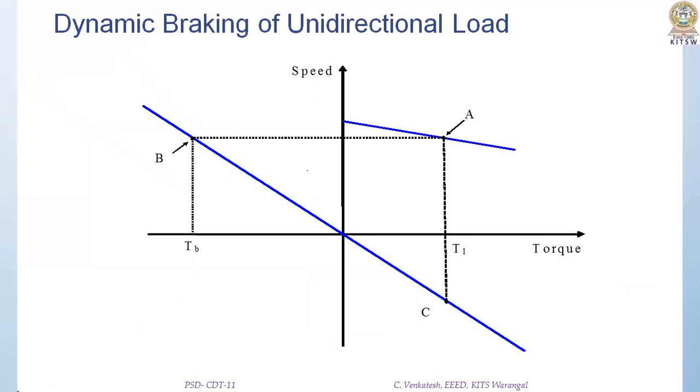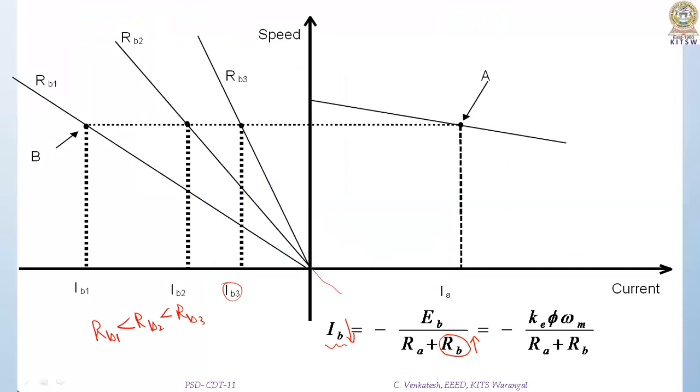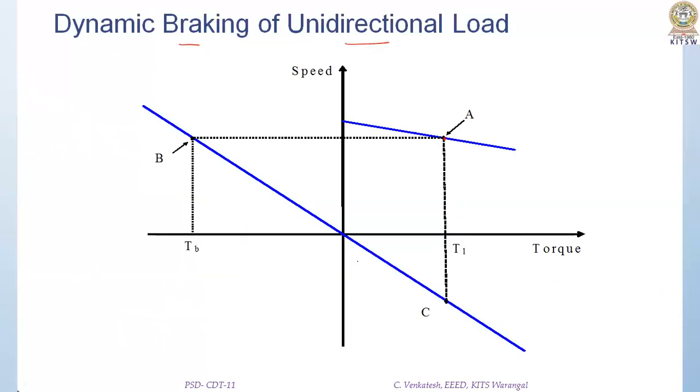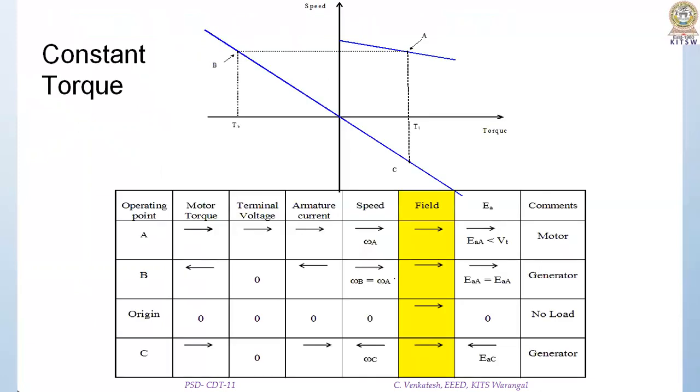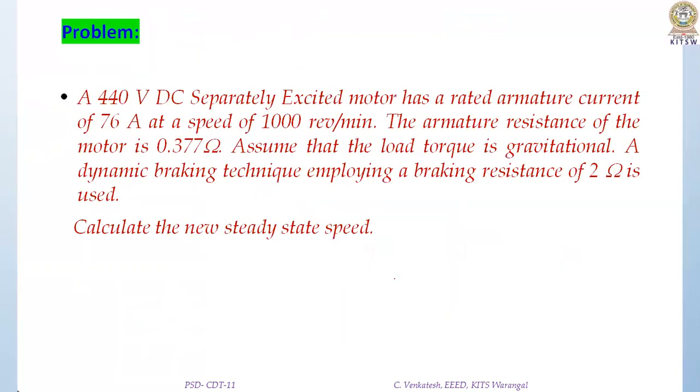Another thing you have to know is dynamic braking for a unidirectional load, where the load torque does not become negative. In that case, the point A, instead of going to point B, continues along the line as we have seen previously, and extends like this. Now it goes to operating point C. We shall discuss a problem for this. We can go through this table for understanding.